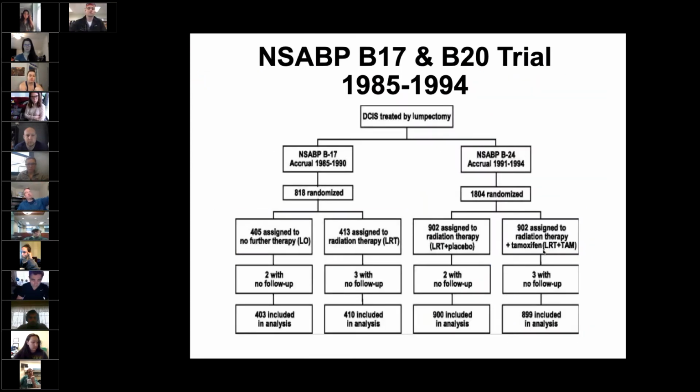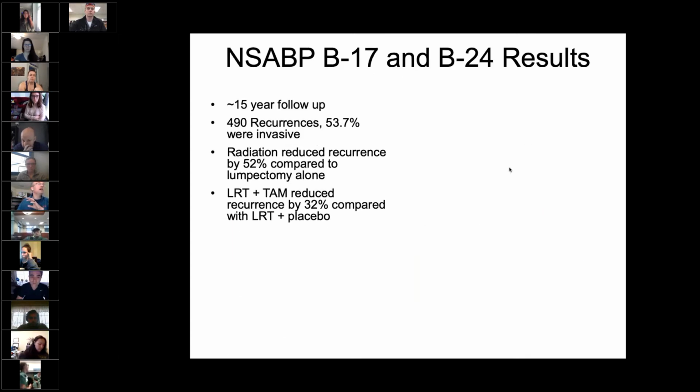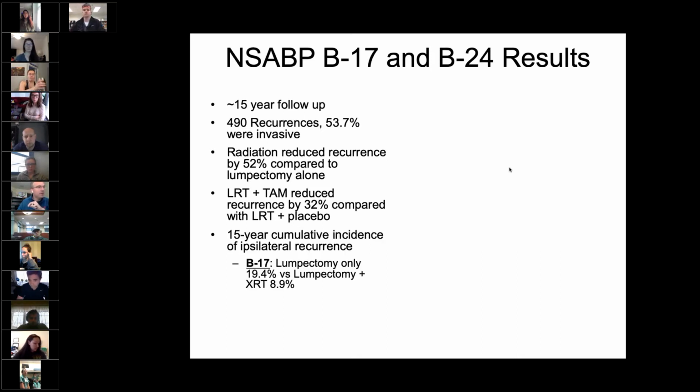Okay, so this is a paper that was published looking at B17 and B24. So this looked at the two big DCIS trials. It looked at the radiation trial and the tamoxifen trial, combined all the data into one, and then drew out some nice KMs. So these are the findings. Radiation reduced recurrence by 52% compared to lumpectomy alone. We talked about that. Adding tamoxifen reduced the risk by another 32%. So ipsilateral recurrence, 19 versus 10 versus 8.5. So if you get all three treatments, your risk is like 8% of an ipsilateral recurrence at 15 years. So that's long-term.